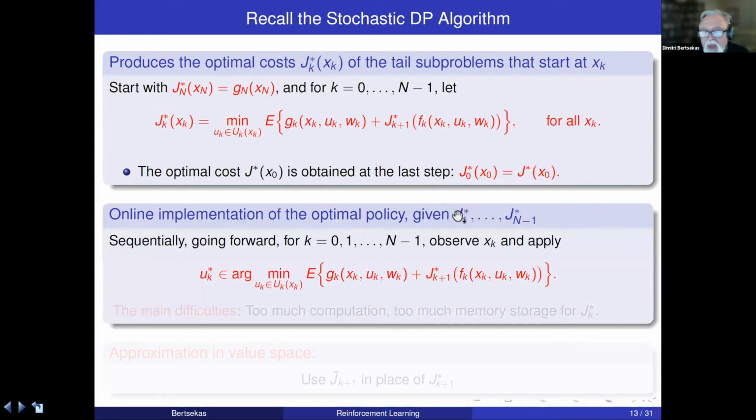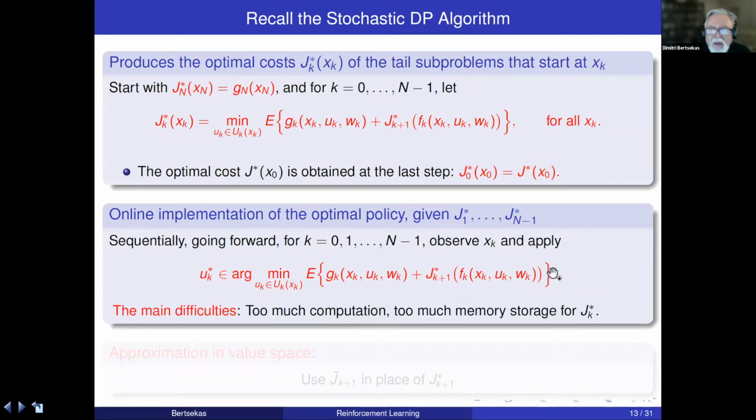Now, once we have this optimal cost to go, we go forward to obtain online the optimal controls by minimizing in this expression at any state that we can be. We observe the state and we apply this control. Now, you can view this as an offline training type of calculation, and you can view this as online play using the results of the offline training.